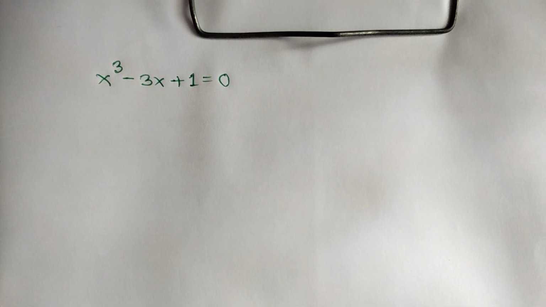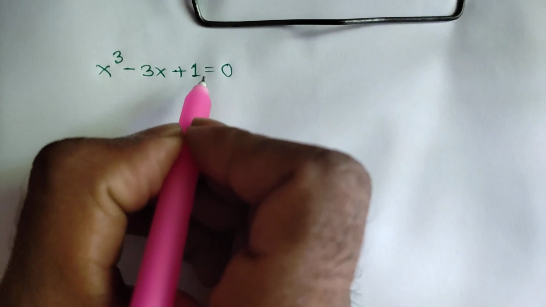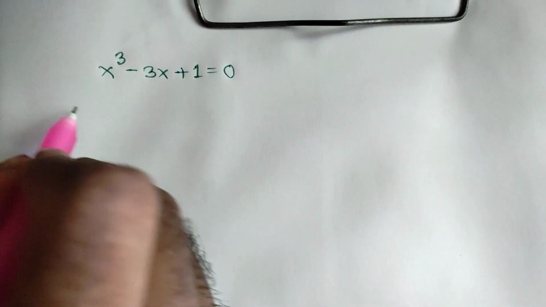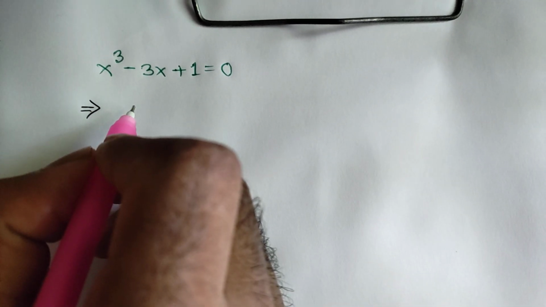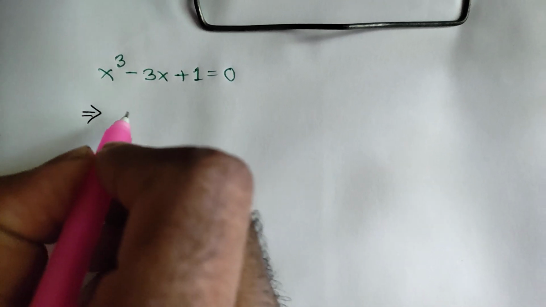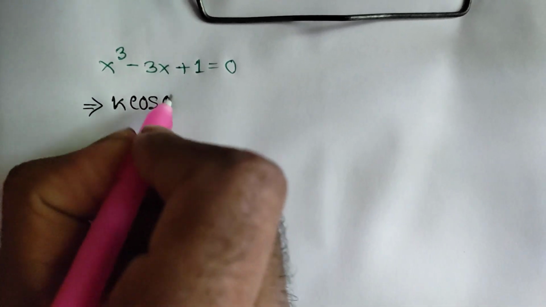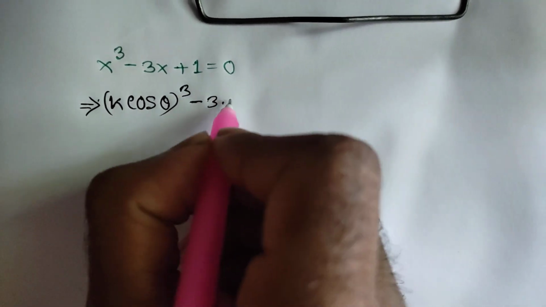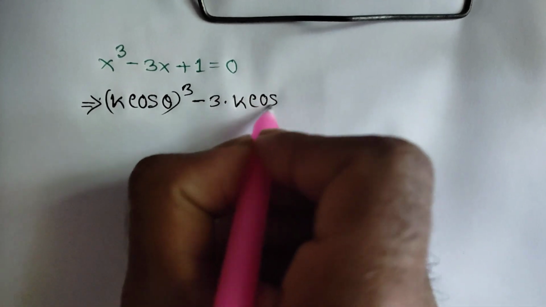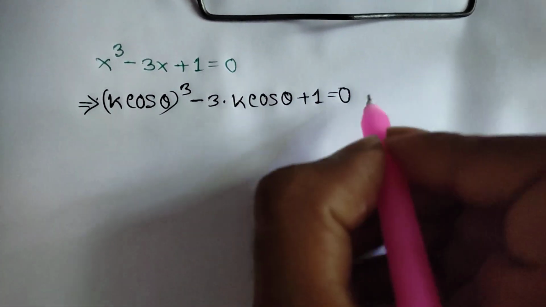Hi everyone, in this video I am going to show how to find the value of x where x cube minus 3x plus 1 is equal to 0. Let's consider x is equal to k cos theta. So we will have (k cos theta) whole cube minus 3 times k cos theta plus 1 is equal to 0.